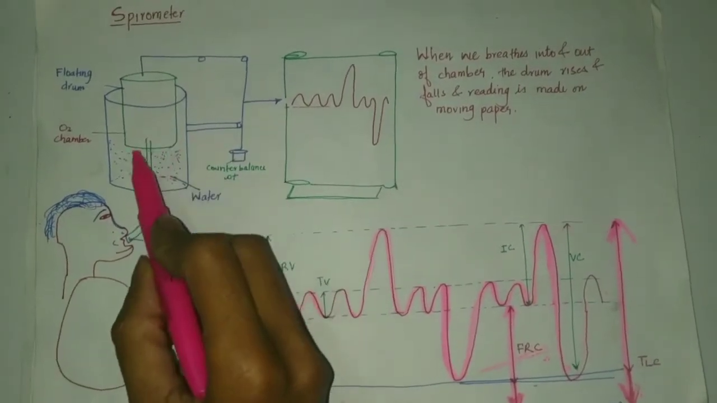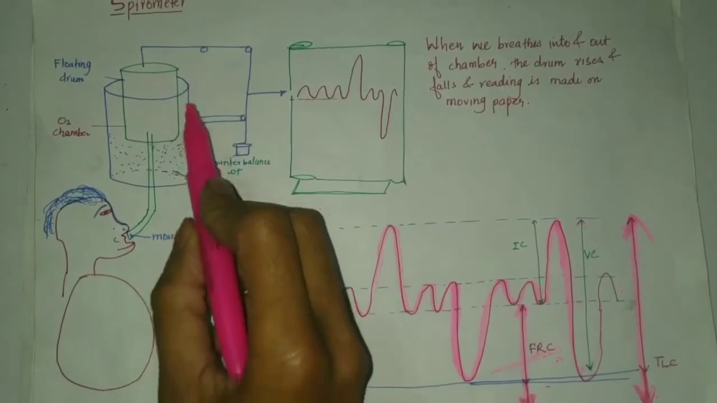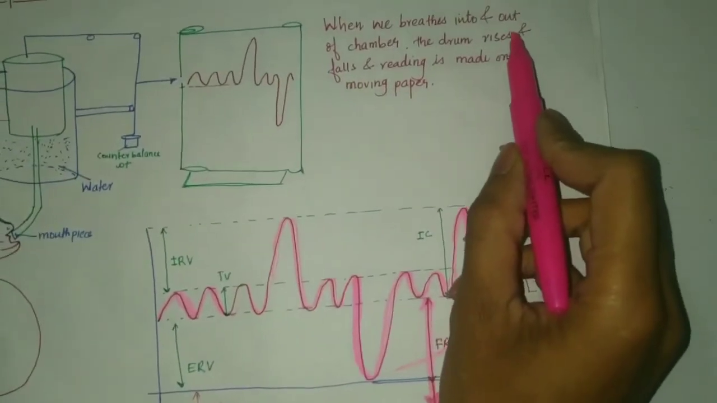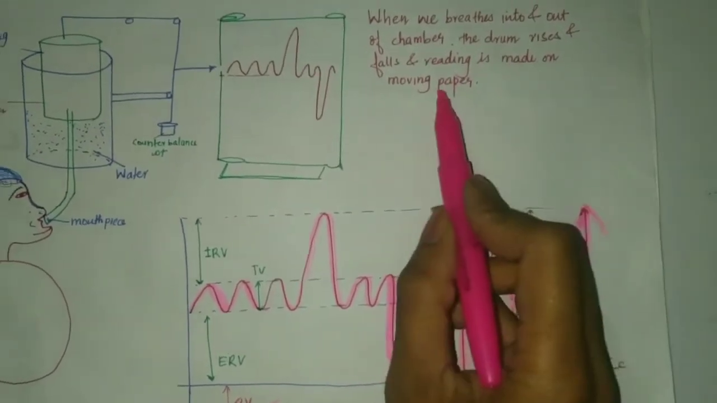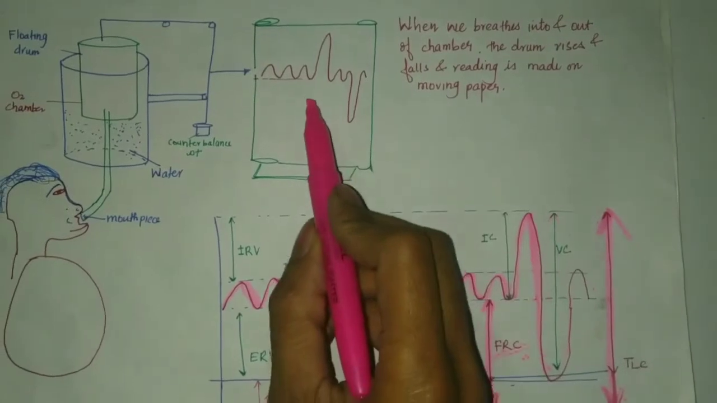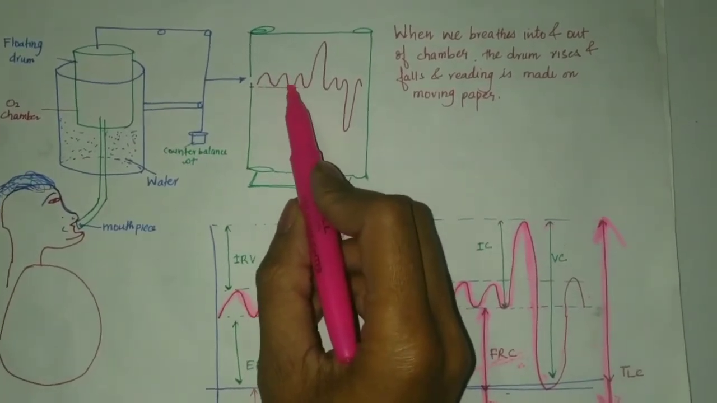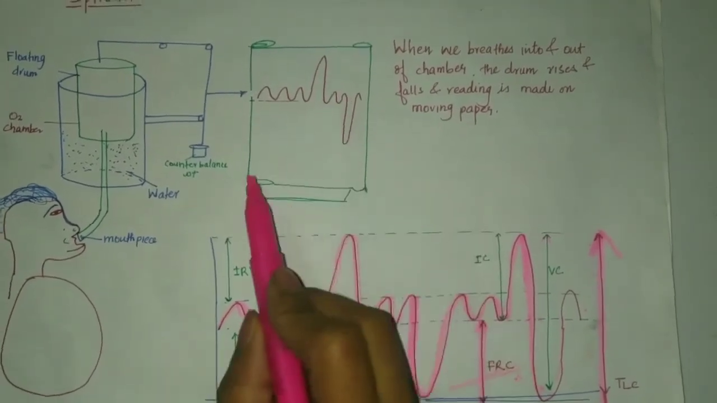And when the person breathes, this drum will go up or down, and the readings are made on a paper. So when we breathe into and out of the chamber, the drum rises and falls, and the reading is made on the moving paper. This way we can measure tidal volume, expiratory reserve volume and inspiratory reserve volume.